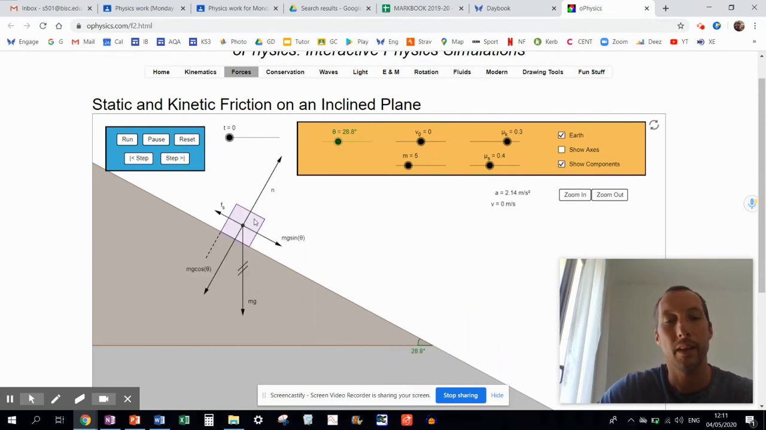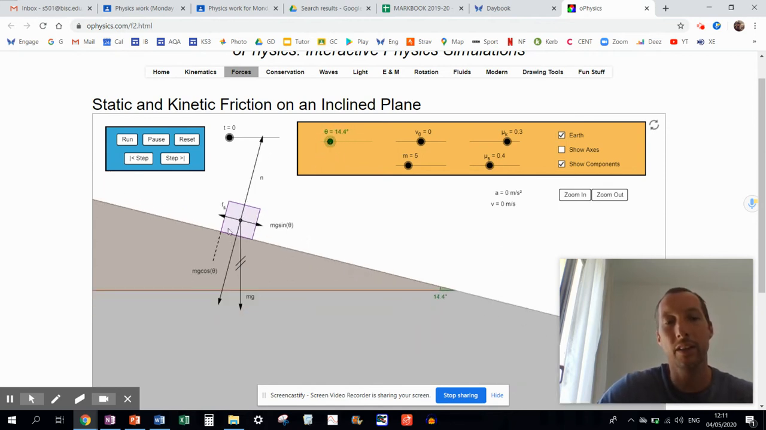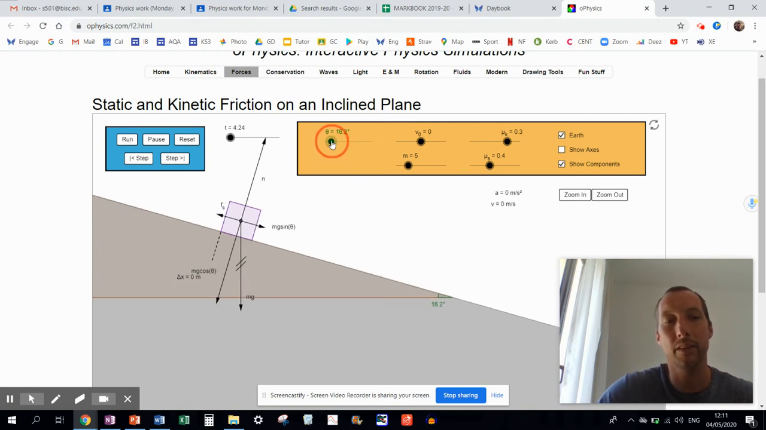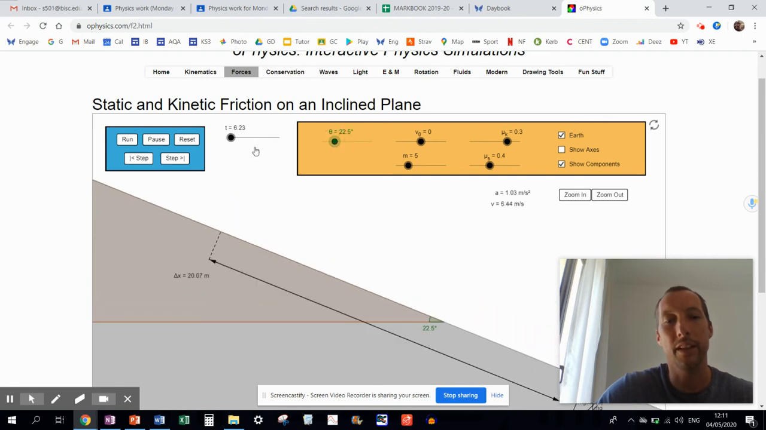Up until that point here, the two forces are balanced. The static frictional force could balance the component of the weight down the slope, and if I press run, nothing happens. But as I make this angle bigger and bigger and bigger, eventually it slips off down the slope because the frictional force can't match mg sin theta.